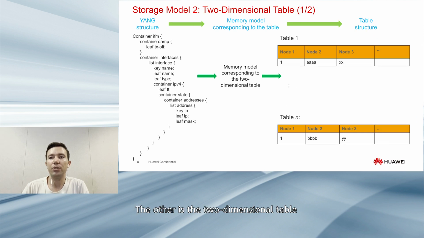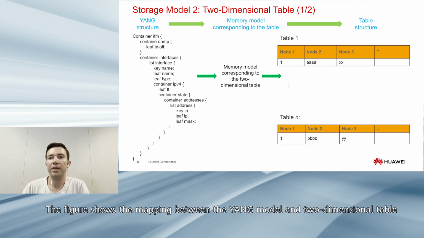The other is a two-dimensional table. Unlike the JSON table model, this model uses a database column to store a node value, which can be leaf or leaf list, in the database. Similar to JSON, nodes in the Yang model also need to be split into tables for storage based on specific rules. The figure shows the mapping between the Yang model and two-dimensional table.